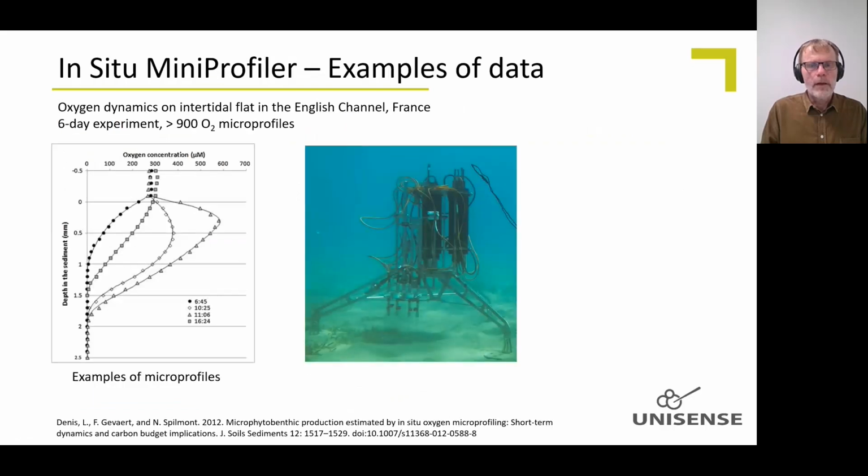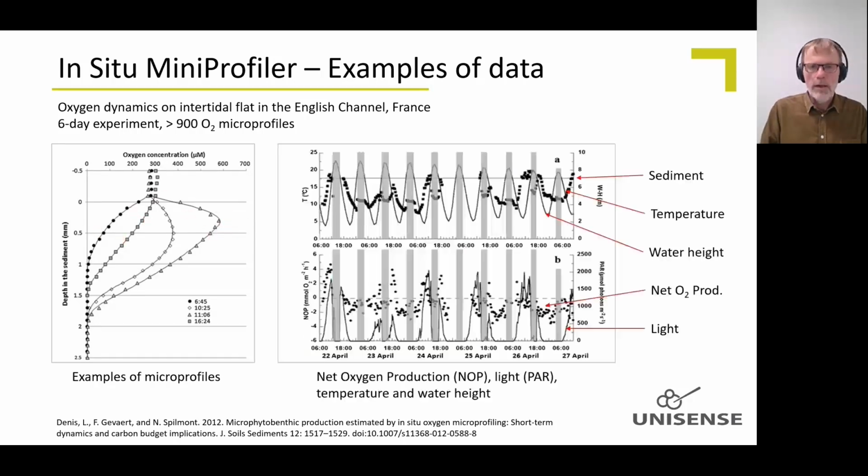Another example of data from a much shallower area, from an intertidal flat in the English Channel on the French side. They did a 6-day experiment placing one of these mini profilers in the intertidal zone. They got a lot of these, actually 900 microprofiles of oxygen under different conditions. In the light, there was a production of oxygen. In the dark, there was a consumption of oxygen.